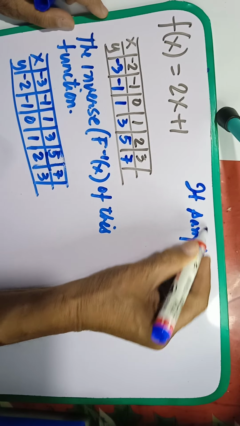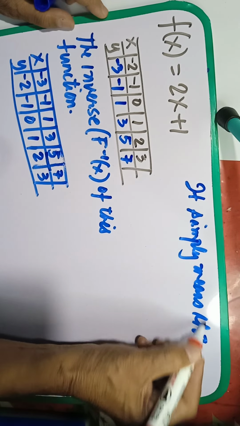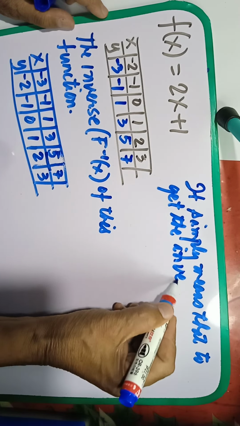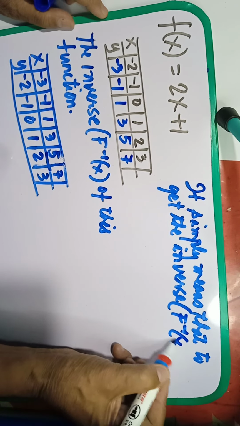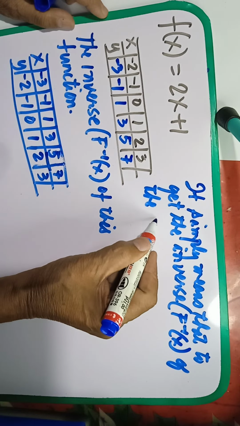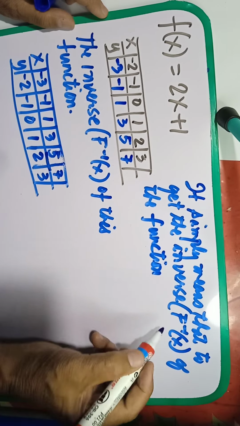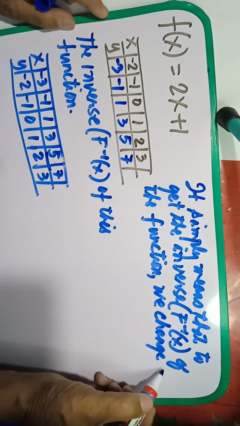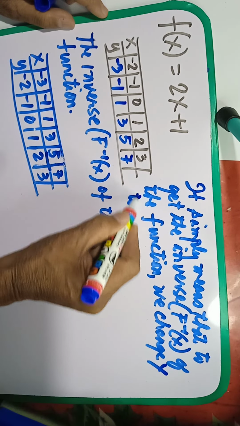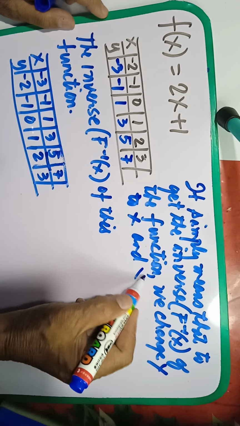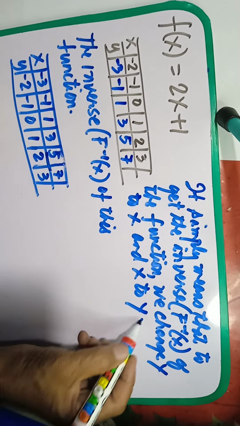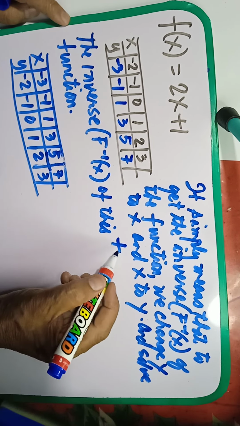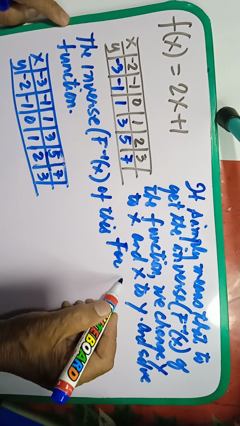It simply means that to get the inverse f negative 1 of x of the function, we change y to x and x to y, and solve for y.